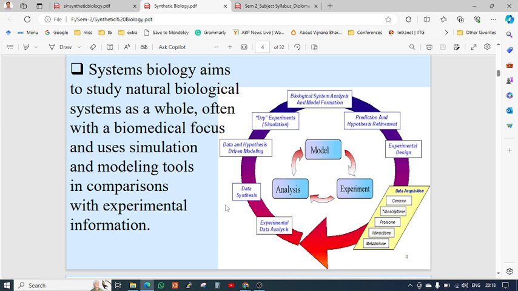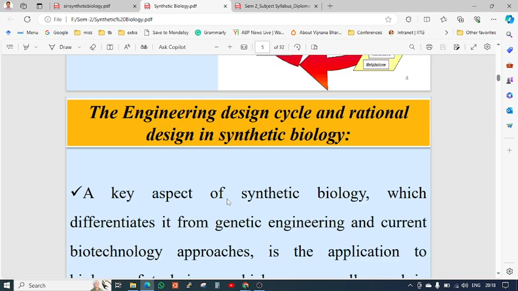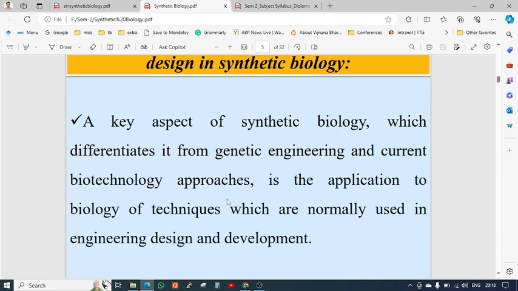That means we are going to study the whole biological system using computer-assisted simulation and modeling tools, with these different types of DNA and RNA sequencing, all the things. And the engineering design cycle, the rational design cycle of synthetic biology, what is that? This is the key aspect of synthetic biology which differentiates it from genetic engineering and current biotechnology approaches.